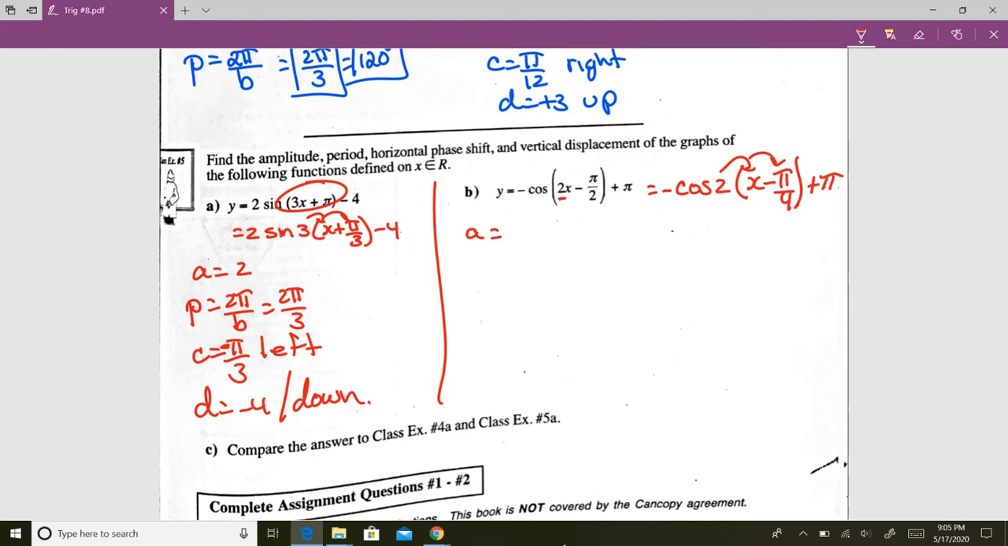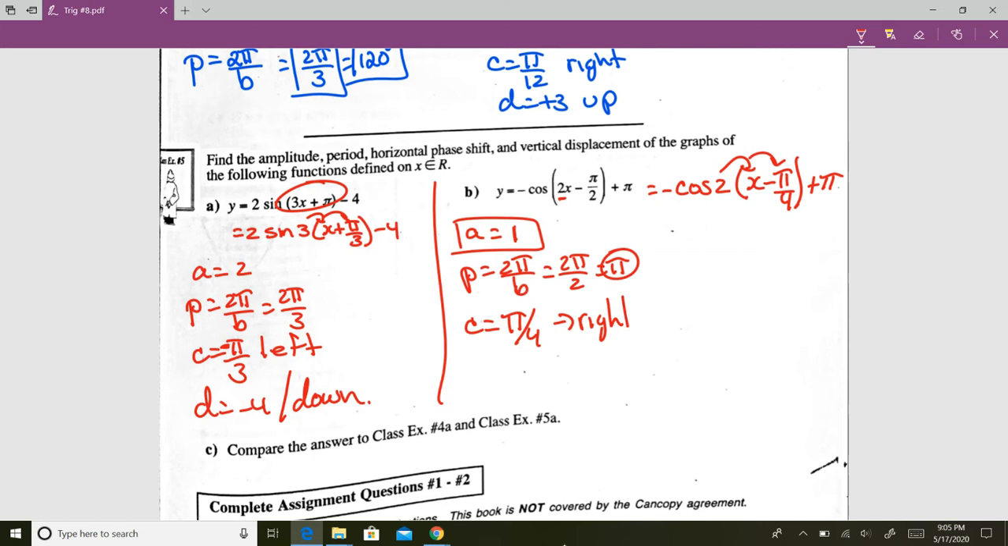So our amplitude, what number is in front of this? It's negative 1, but you never use the negative, so our amplitude is 1. Our period is 2 pi over b. B value is 2. 2 pi over 2 is pi. Period is pi. Our c value is pi over 4, which means we went right 45 degrees, or pi over 4. And our d value is pi, which means we went up pi units.